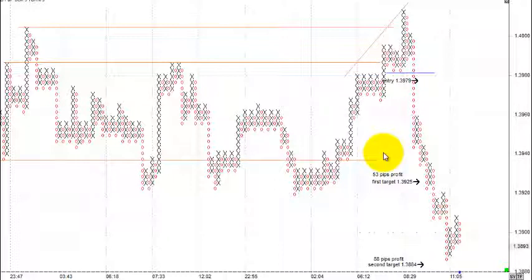It's very precise. We'll talk about these trades and a few others from today during our coaching session at 4:30 Eastern Time.